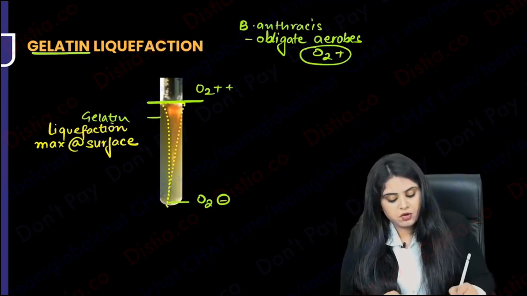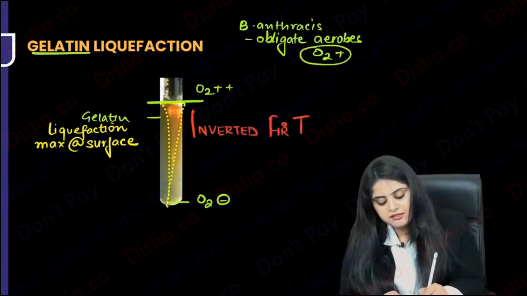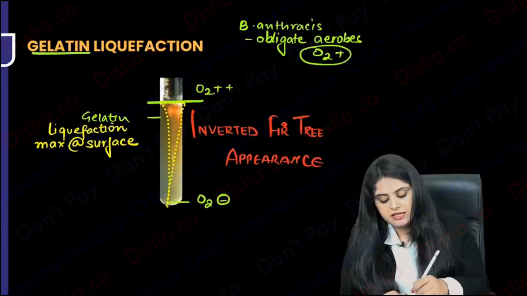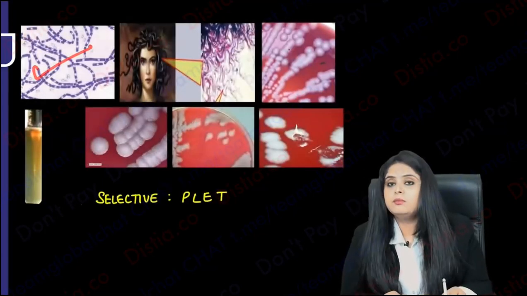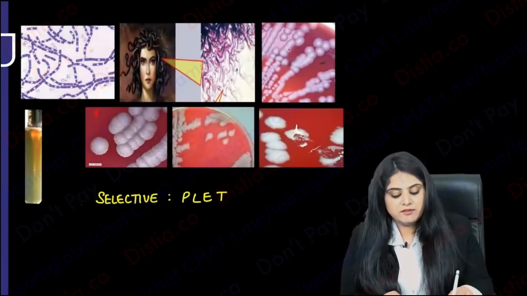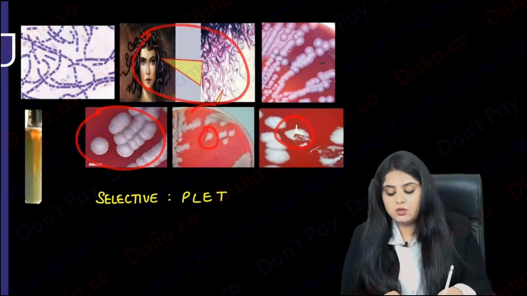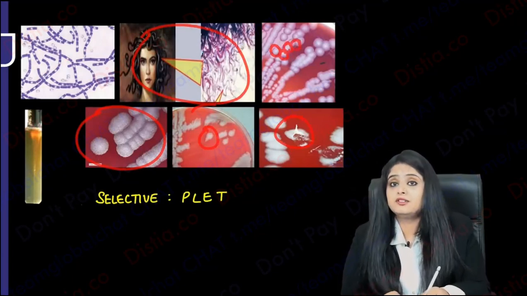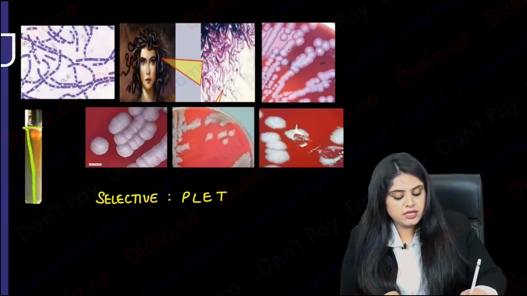What appearance have I got? This is referred to as the inverted fir tree appearance. So repeating once again, guys, now you've almost come to the end. What was this? This was the boxcar or bamboo stick. Then you have the frosted glass appearance, the comet tail appearance, the beaten egg appearance, all of them show medusa head colonies, string of pearls appearance on penicillin agar, and gelatin stab is definitely going to show you the inverted fir tree.